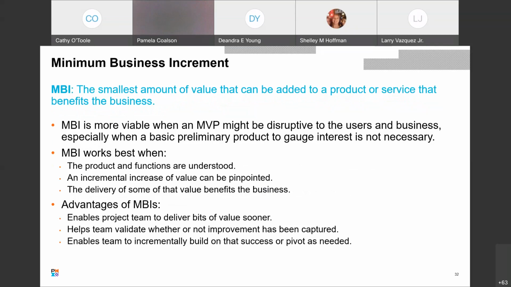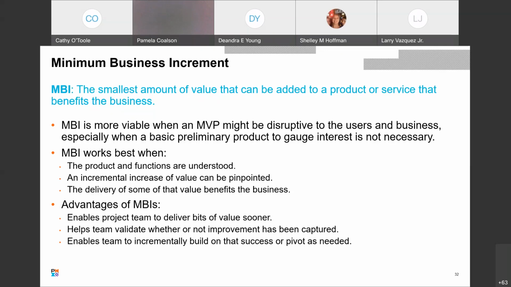So then they have this other term, the minimum business increment, or the MBI. And this is the smallest amount of value that can be added to a product or service that benefits the business. So sometimes the MBI is more viable when the minimum viable product might be disruptive to the users and the business, especially when you're introducing a preliminary product to gauge interest or not.